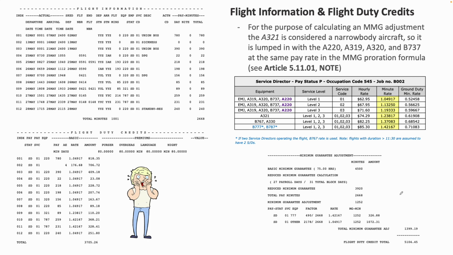And really what this section of minimum guarantee adjustment shows is just how that breakdown transpires, and that way we can verify that we do in fact have the ratio that should be here. So let's just start with the 777 line.